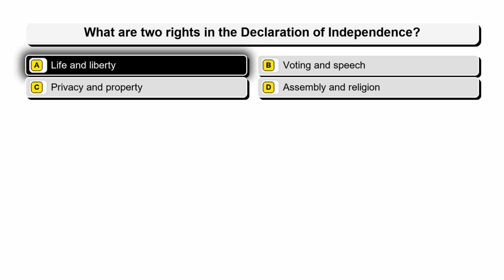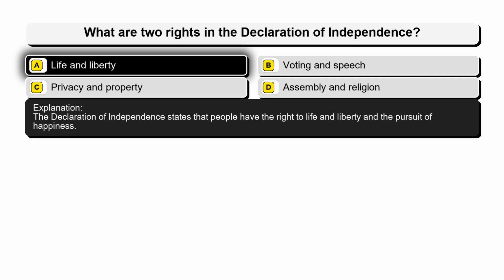The correct answer is option A, life and liberty. The Declaration of Independence states that people have the right to life, liberty, and the pursuit of happiness.